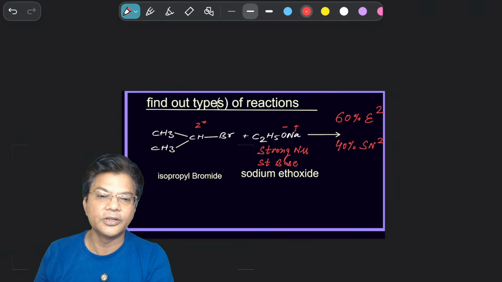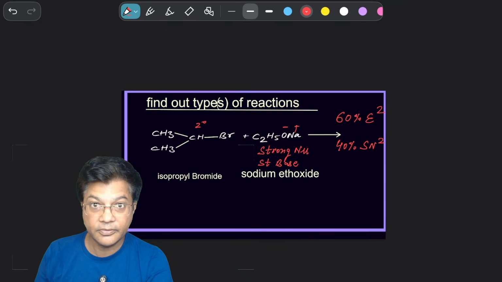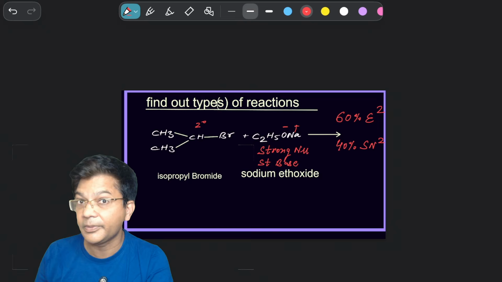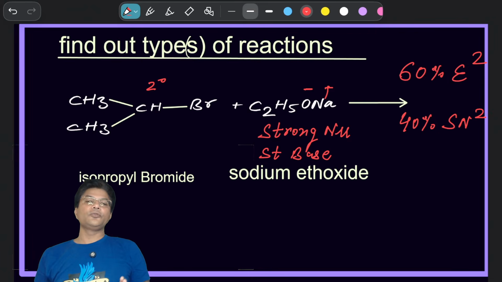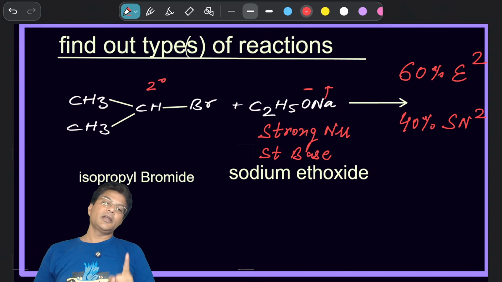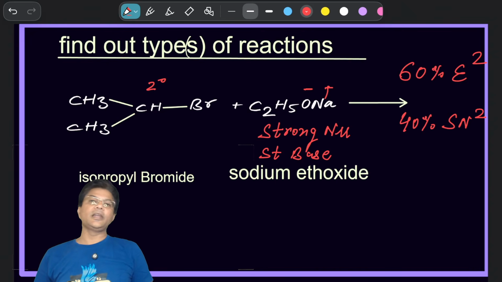99.99% people are making this mistake. Whenever the temperature is provided, they consider only E2. Even at room temperature, elimination will take place, and that is more in 2-degree alkyl halide. So whenever a strong nucleophile is given, 2-degree alkyl halide will show both substitution as well as elimination simultaneously.